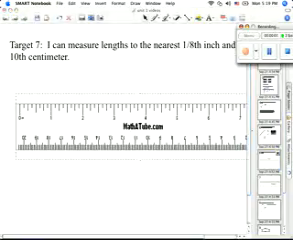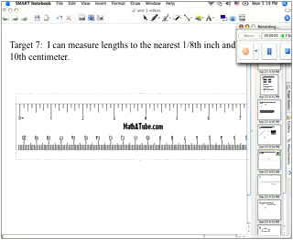Unit 1, Target 7. I can measure lengths to the nearest eighth of an inch and tenth of a centimeter. If I have my ruler on this side, this is broken down into eighths because if I start from 0 and go to 1, I can count 1/8, 2/8, 3/8, 4/8, 5/8, 6/8, 7/8, and 8/8 is at the 1. So this is broken up into the nearest eighth of an inch.